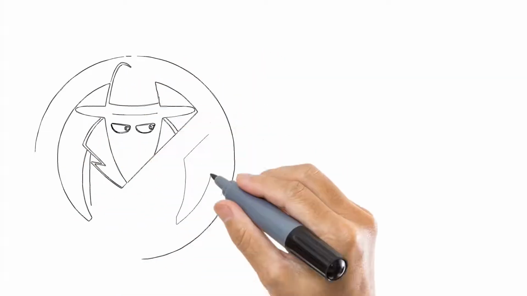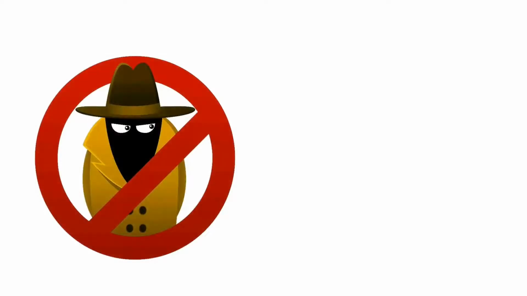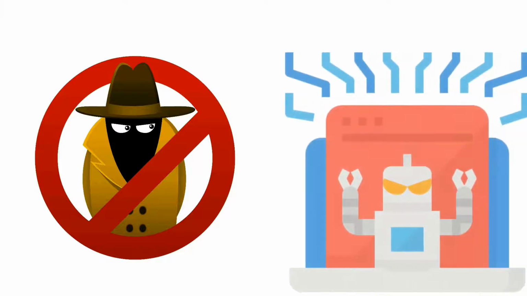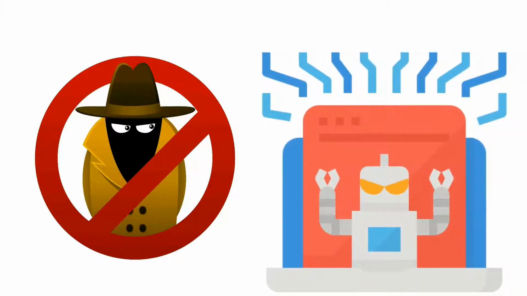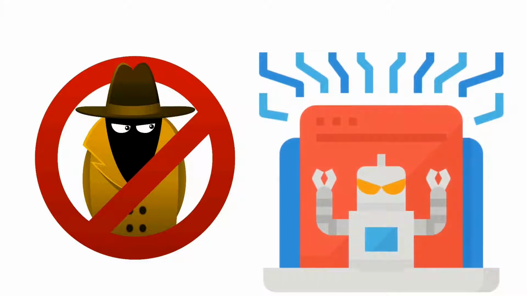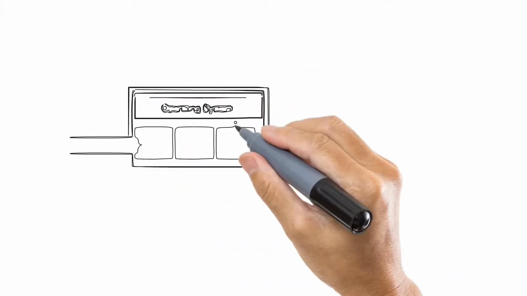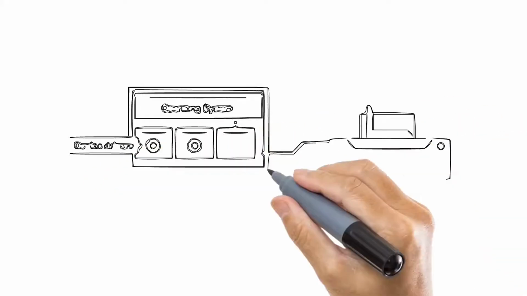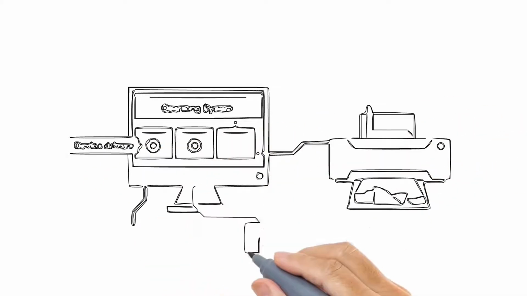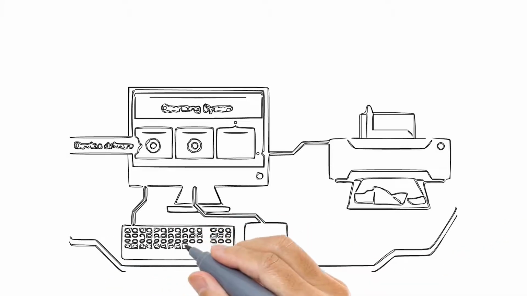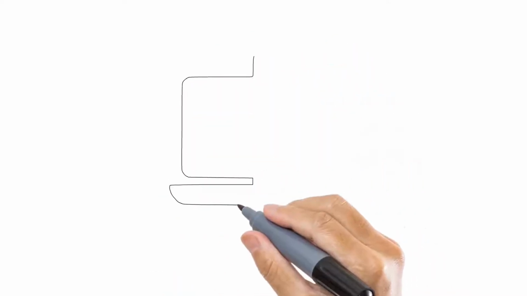Rootkit detection. Antivirus software can attempt to scan for rootkits. A rootkit is a type of malware designed to gain administrative level control over a computer system without being detected. Rootkits can change how the operating system functions and, in some cases, can tamper with the antivirus program and render it ineffective.